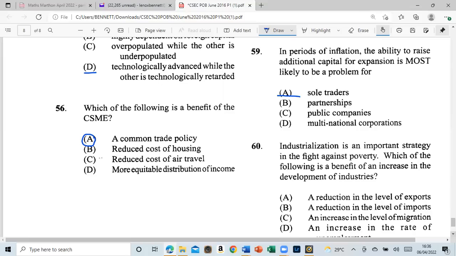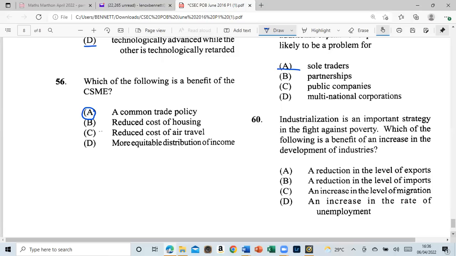That is very unproductive. 60, industrialization is an important strategy in the fight against poverty. Which of the following is a benefit of an increase in the development of industries? A, reduction in the level of exports, B, a reduction in the level of imports, C, an increase in the level of migration, or D, an increase in the rate of unemployment? And that is B, a reduction in the level of imports.